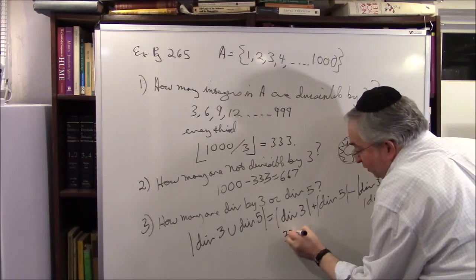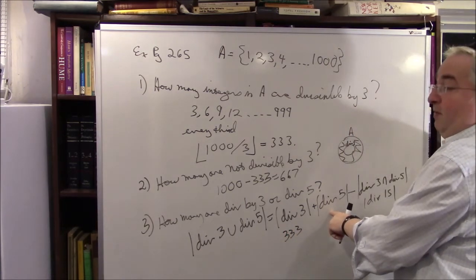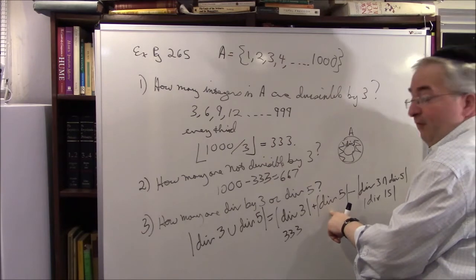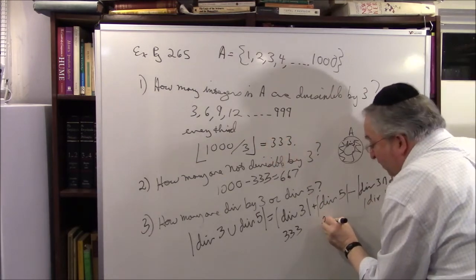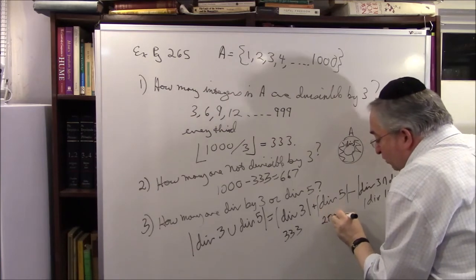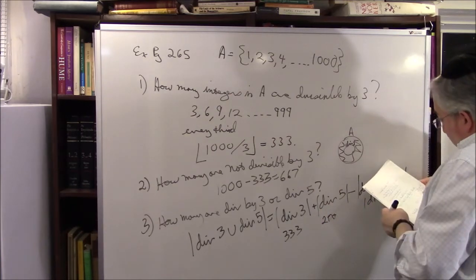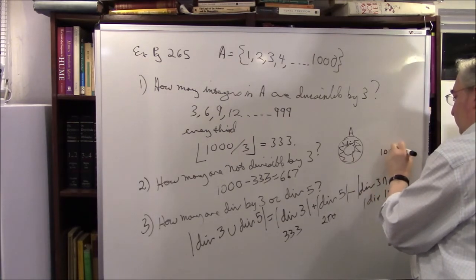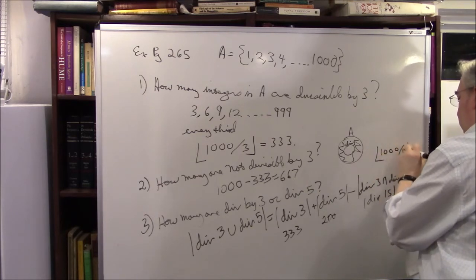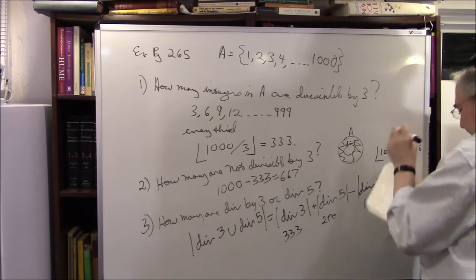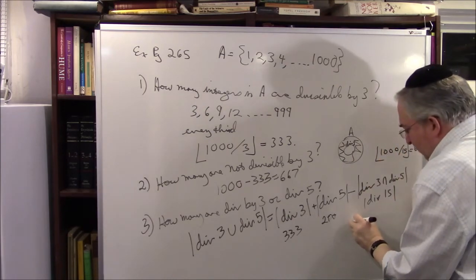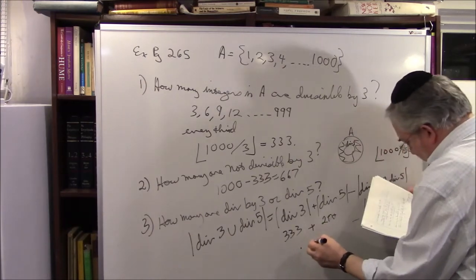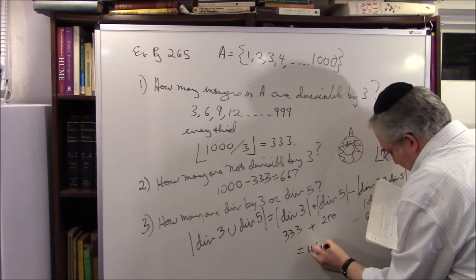This is going to be 333 plus divisible by 5: 5, 10, 15, 20, 25, 30, etc. Every fifth, so we do the same trick as we did here, and 1,000 divided by 5 is 200 numbers. And divisible by 15, well, you do this: 1,000 divided by 15, floor, is equal to 66. So this is minus 66, and that's equal to 467.